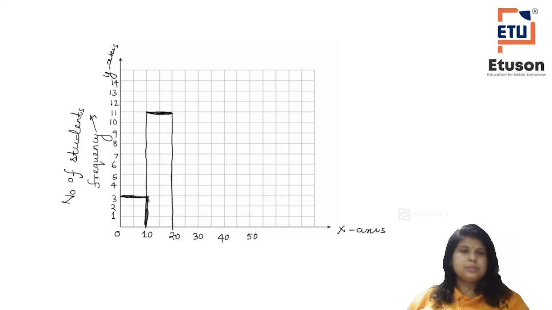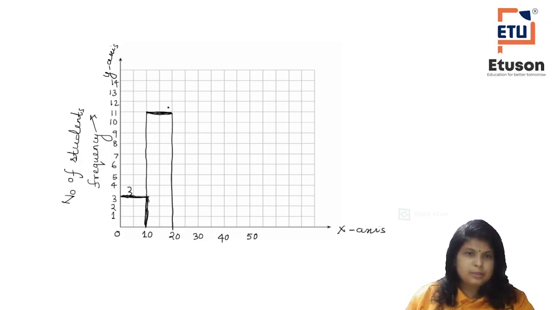Okay, so this is 10 to 20. Now it represents your 11. So let me write here 3, here 11. Now what about 20 to 30? It was 14, right? So 14.